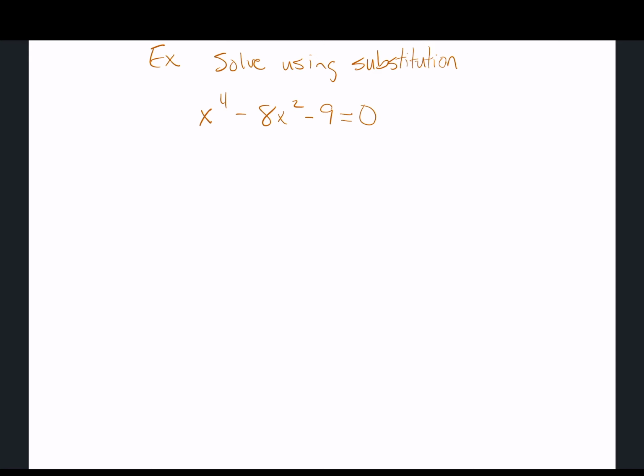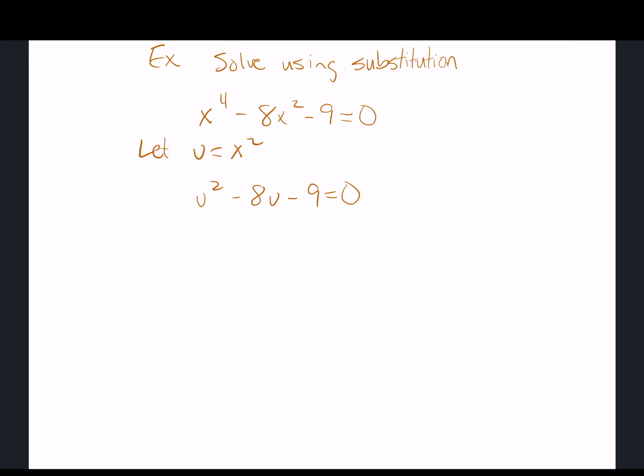So what we want to do is substitute a variable. Let's use u in for x squared, the variable portion of the middle term. So let u equal x squared. What that means is we can substitute in u everywhere we see an x squared. So we have u squared, which is x to the fourth, minus 8u minus 9 is equal to 0.